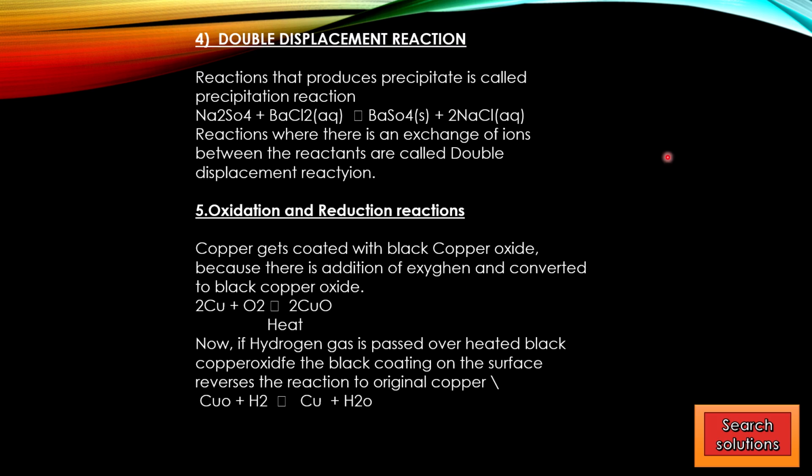The next type of reaction is double displacement reaction. A reaction that produces a precipitate is called a precipitation reaction, like this is one of the examples.